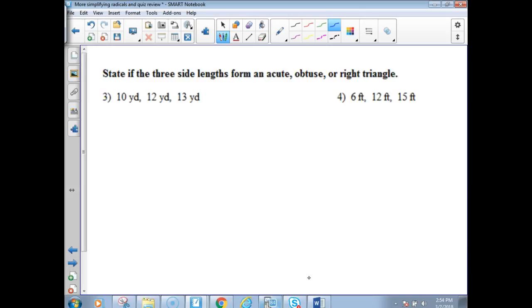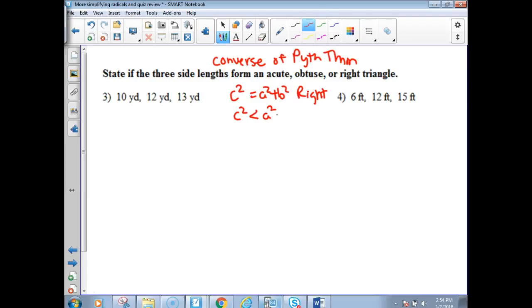Next, it says, state if the three sides form an acute, obtuse, or a right triangle. This would be on the first page of your ISN, where the Pythagorean theorem is. It is the converse of the Pythagorean theorem, which says that if c squared equals a squared plus b squared, then you have a right triangle. If c squared is less than a squared plus b squared, then you have an acute triangle. And if c squared is greater than a squared plus b squared, then your triangle is obtuse. That is in your ISN.